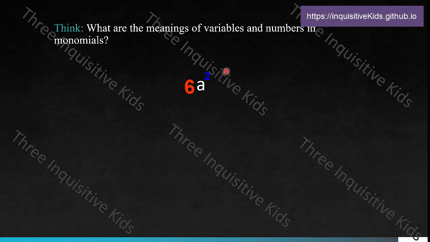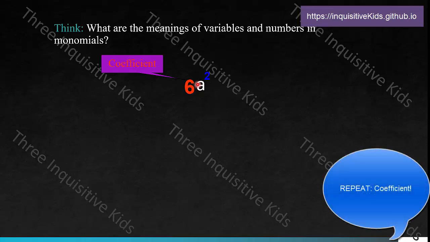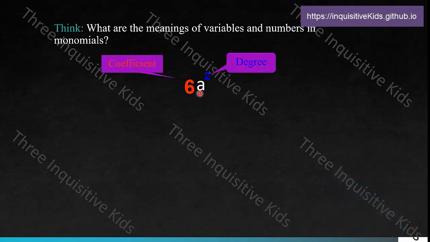So here's a monomial, 6a squared. Over here, the number part of the monomial, which is the 6, is called the coefficient. Repeat after me. Coefficient. Over here, the a, which is the variable part, is being raised to a power. That power is the second power of a. And since that exponent is the only exponent in the monomial, that is considered the degree of the monomial.